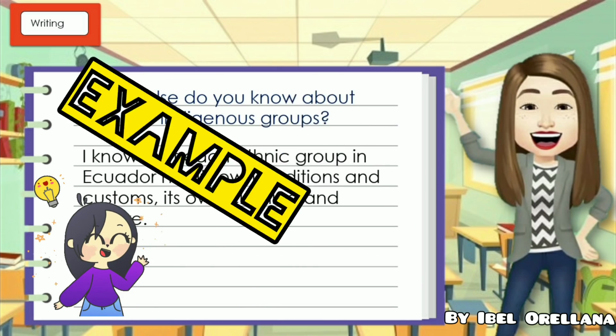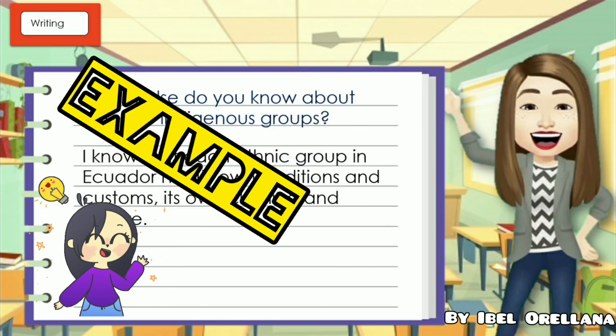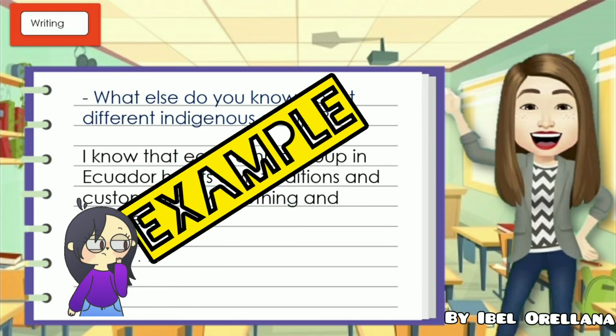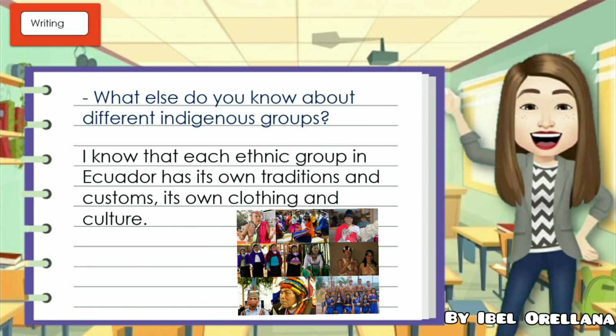This is an example of the answer. Este es un ejemplo de respuesta. Remember that you have to write it according to your own ideas. Recuerda que tienes que escribirlo de acuerdo a tus propias ideas. I know that each ethnic group in Ecuador has its own traditions and customs, its own clothing and culture. Sé que cada grupo étnico en Ecuador tiene sus propias tradiciones y costumbres, su propia vestimenta y cultura.